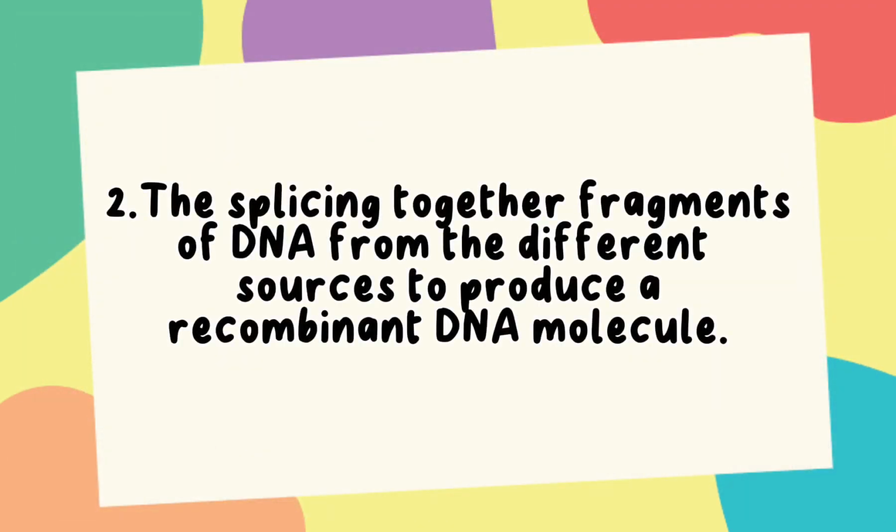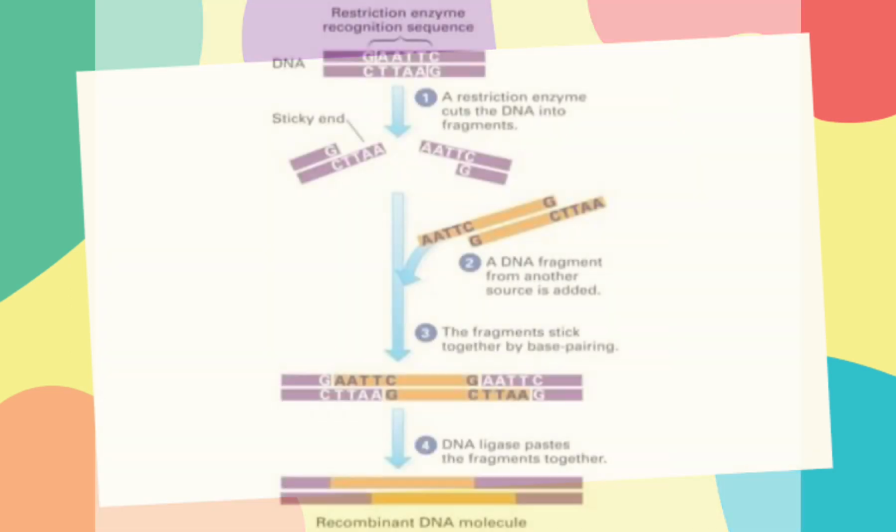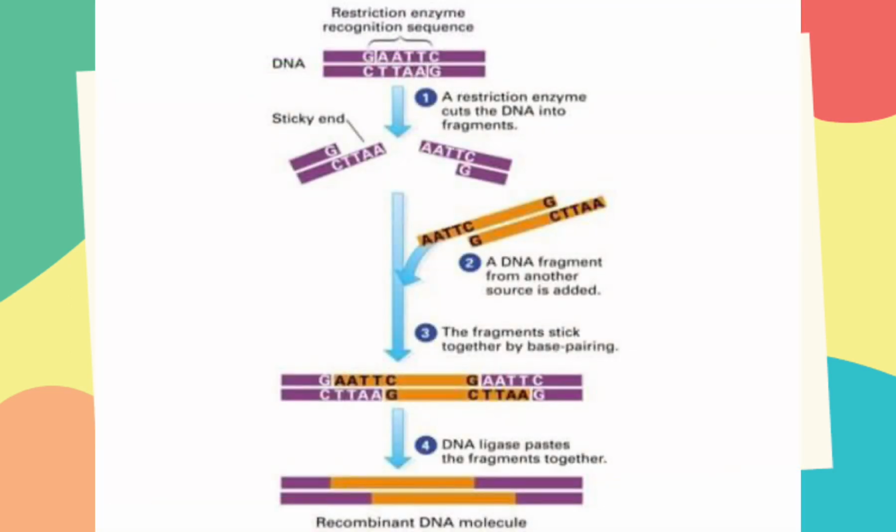The second topic is placing together fragments of DNA from different sources to produce a recombinant DNA molecule. Restriction enzymes cut the DNA into fragments. Restriction enzymes, also known as restriction endonucleases, are proteins that recognize specific DNA sequences known as recognition sites or restriction sites. These enzymes act as molecular scissors, cutting the DNA at these specific sites. The recognition sites are typically palindromic, meaning they read the same backward and forward.